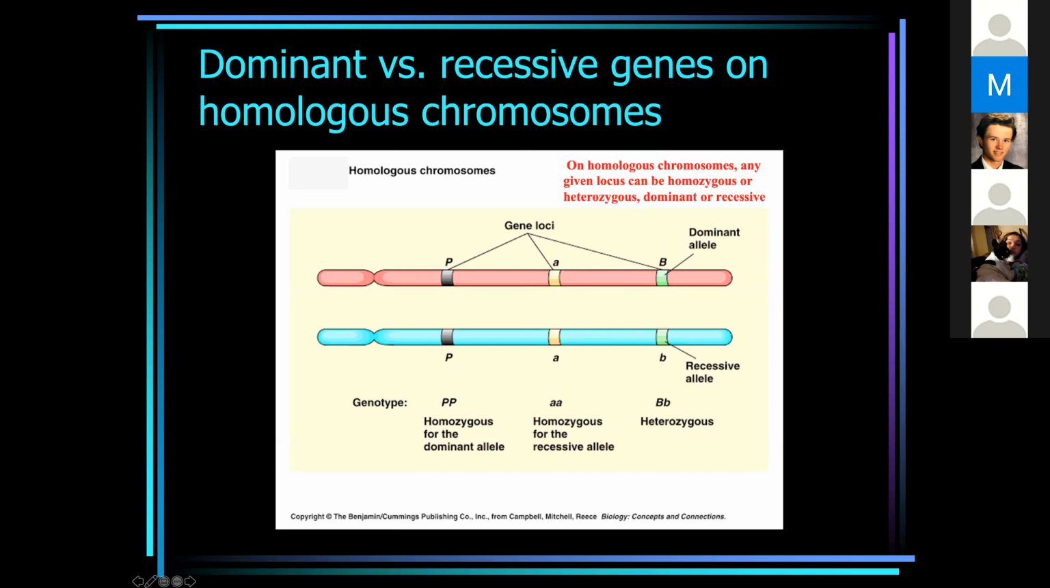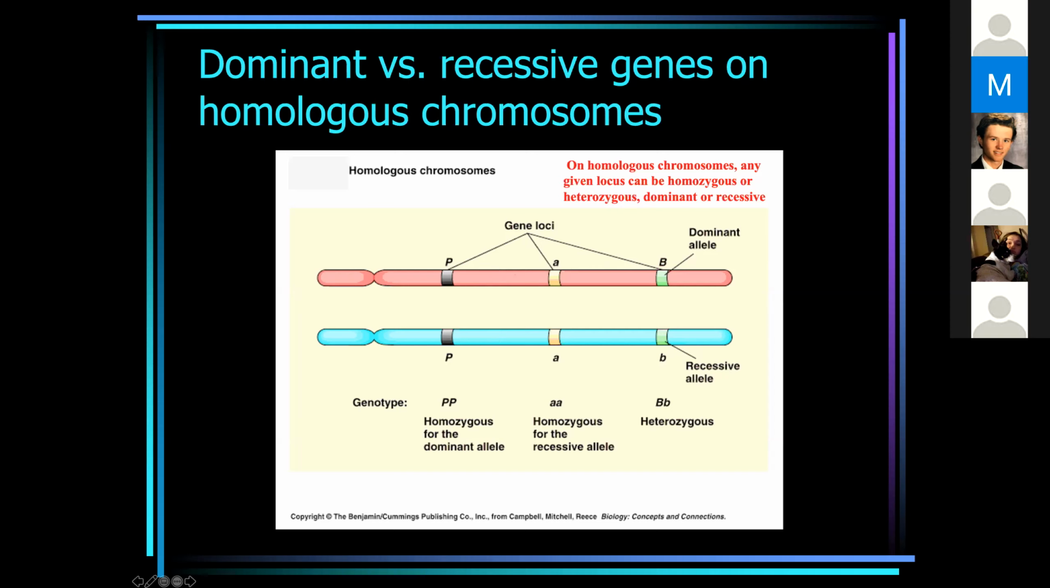And that's what this representation shows. Yes, the whole point of this slide is to make that point, that these chromosomes, even though one is pink and one is blue, they're the same, they're homologous. It's just that one is from one parent and one is from the other parent.